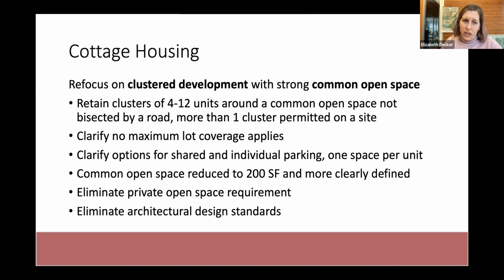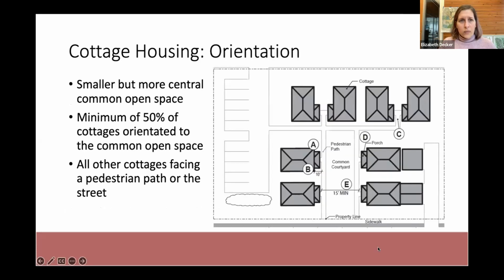Also, this draft eliminates the private open space requirements. If there's a desire to add a yard with these individual cottages, that can be done, but it doesn't need to be required by code. And likewise, freeing up some of the design so that there aren't architectural design standards, just like any other house in the county can be built without architectural design standards. It didn't make sense to be looking at specific families of Queen Anne detailing, for example, for cottage housing. So that's some of the proposals.